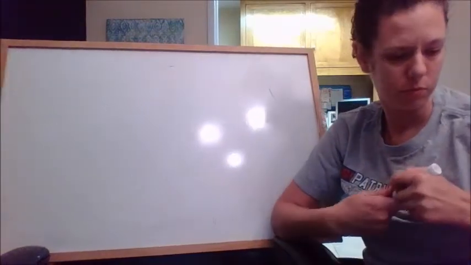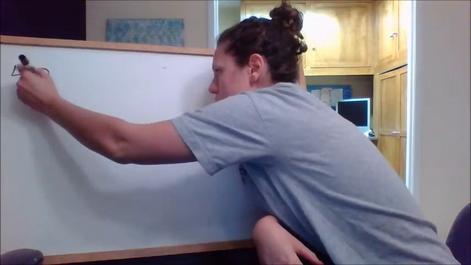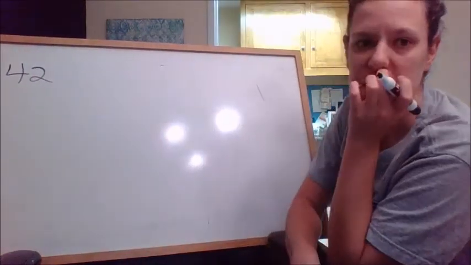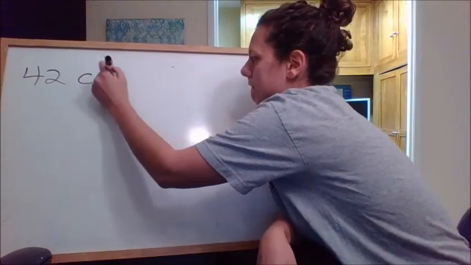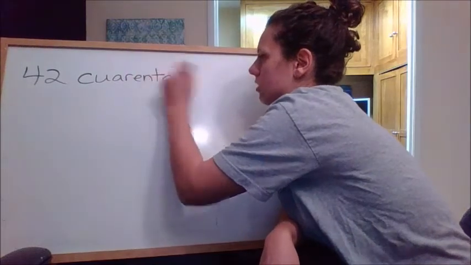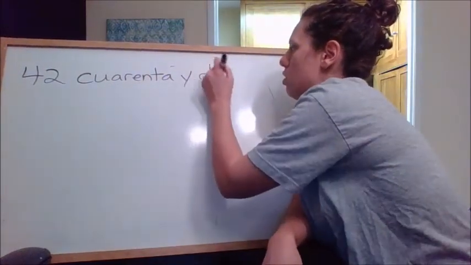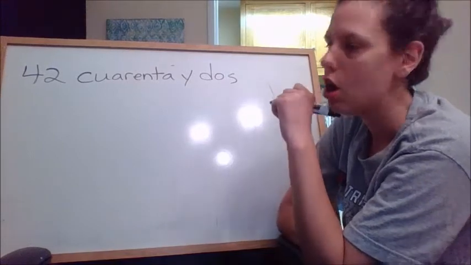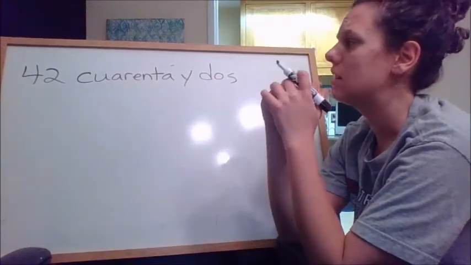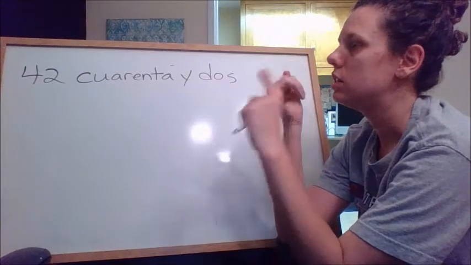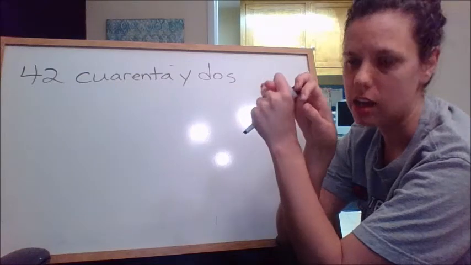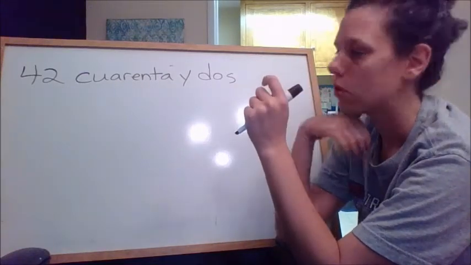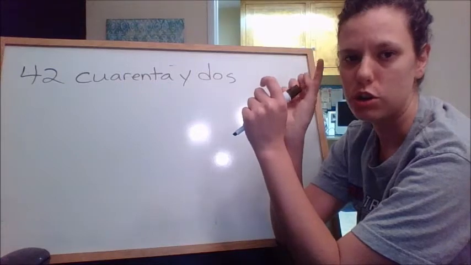For example, 42. So I'm going to give you the numeral, and you have to write it out in Spanish. So it's going to be cuarenta y dos. 42. Just a reminder that 16 through 19 and then 21 through 29 have 2 ways of spelling. So you can do it in 3 words or you can do it in 1 word.